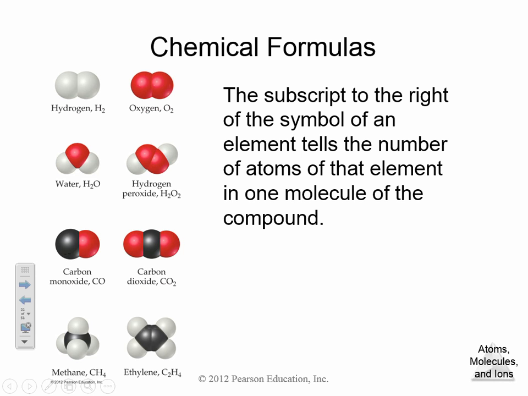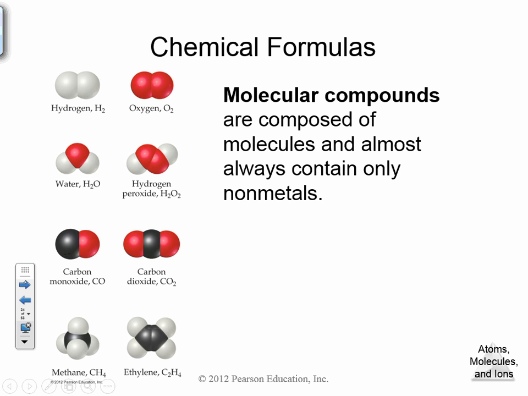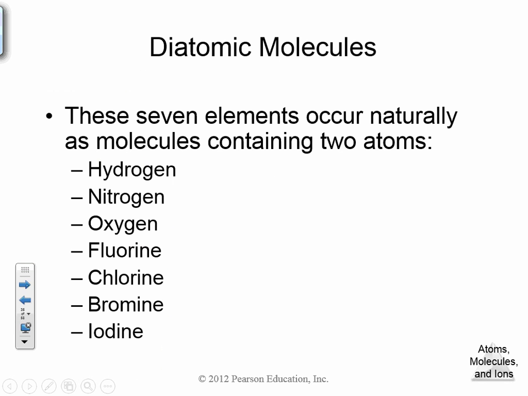So, a little refresher on chemical formulas. Remember, the subscript is always to the right and it tells us how many we have. So if we have H2O, the 2 is telling us that we have 2 hydrogens. Molecular compounds are composed of molecules and almost always contain nonmetals. Just a little reminder there. So H2O is a great example: 2 nonmetals, hydrogen and oxygen. Carbon monoxide, carbon dioxide, and it continues.